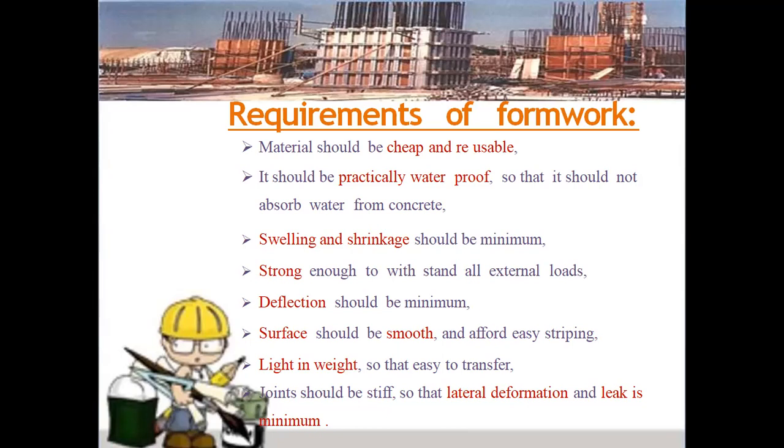The joints should be stiff so that lateral deformation and leakage are minimum. The formwork materials cannot be manufactured at the construction site as one piece, so the pieces that are going to be jointed should be stiff enough so that lateral deformation is minimum, and the joints help keep leakage of the materials to a minimum. So the leakage should be minimum, and the joints should be stiff enough so that lateral deformation is minimum.